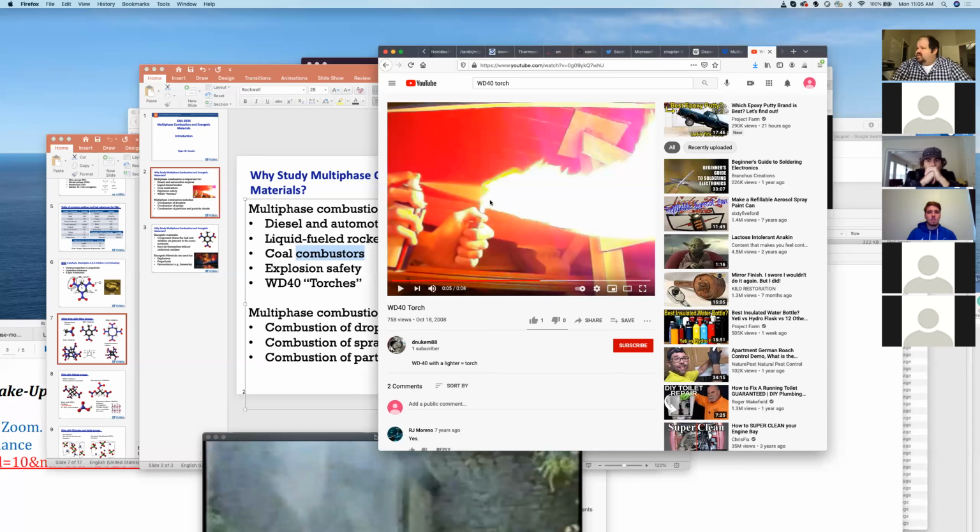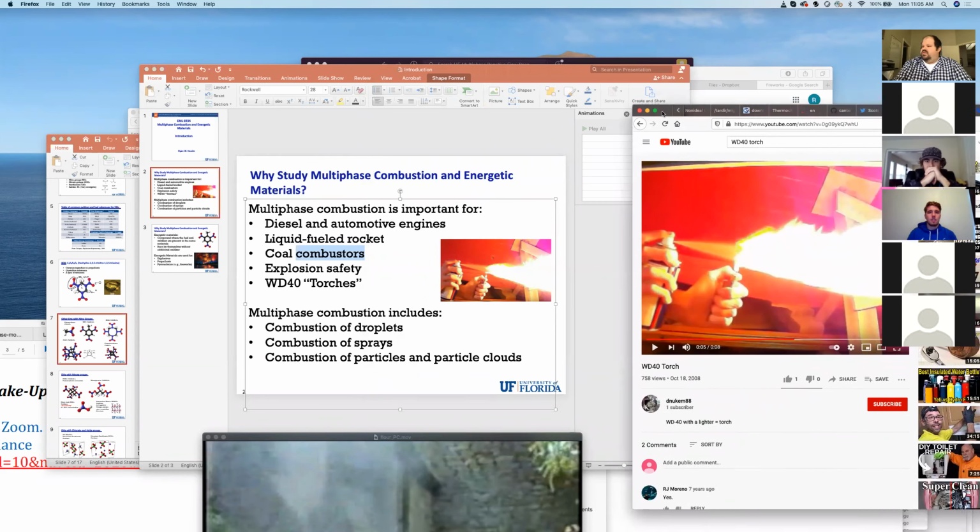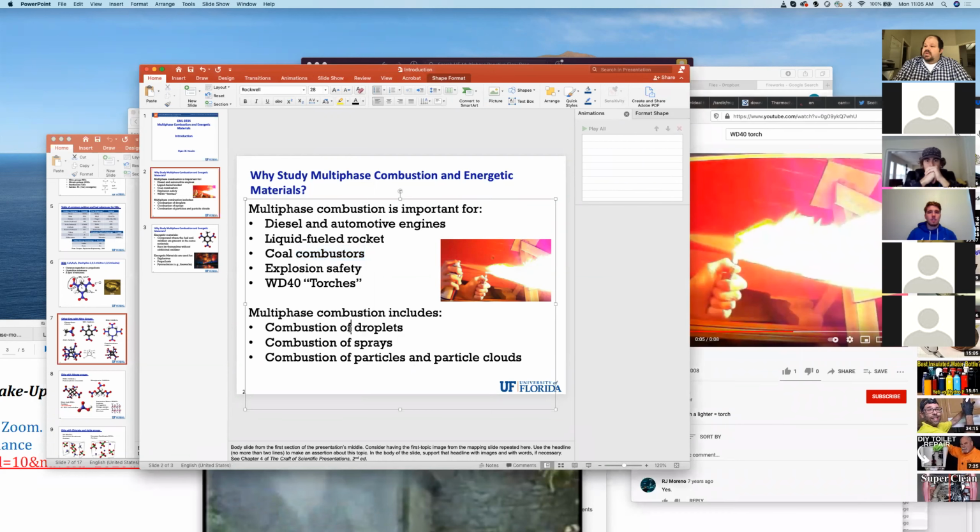And so we will be discussing spray flames a little bit in this class. They are extremely complicated, and so we will not be getting into them in too much detail. But it's just an interesting side effect of this stuff. And I guess multi-phase combustion considers the combustion of droplets, sprays, and particles and particle clouds. Okay, so are there any questions on that?